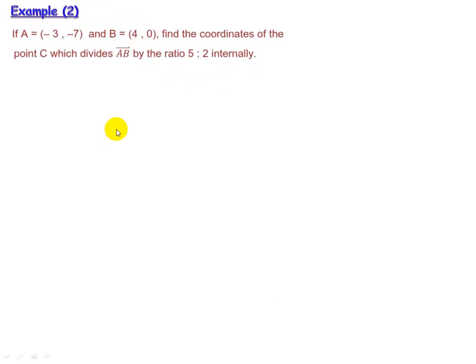Next, example number 2. If A equals (-3, -7), B equals (4, 0), find the coordinates of the point C, which divides vector AB by the ratio 5 to 2 internally. So here you can answer this question using the vector form or Cartesian form as you want.